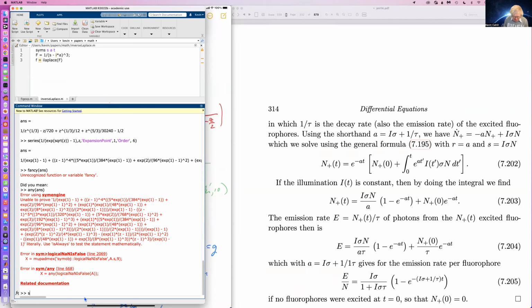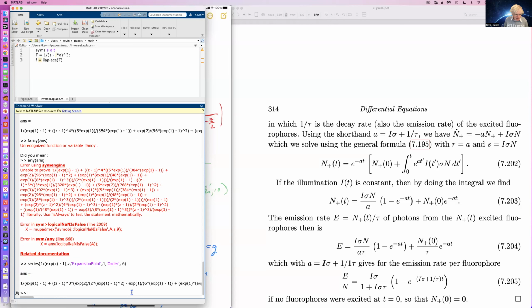So let me series, and I can save some of this space. So let me put in some of these spaces here. So there I don't want square root. So let's get rid of square root. So series, expansion point, order 6. Okay, that sort of makes sense.